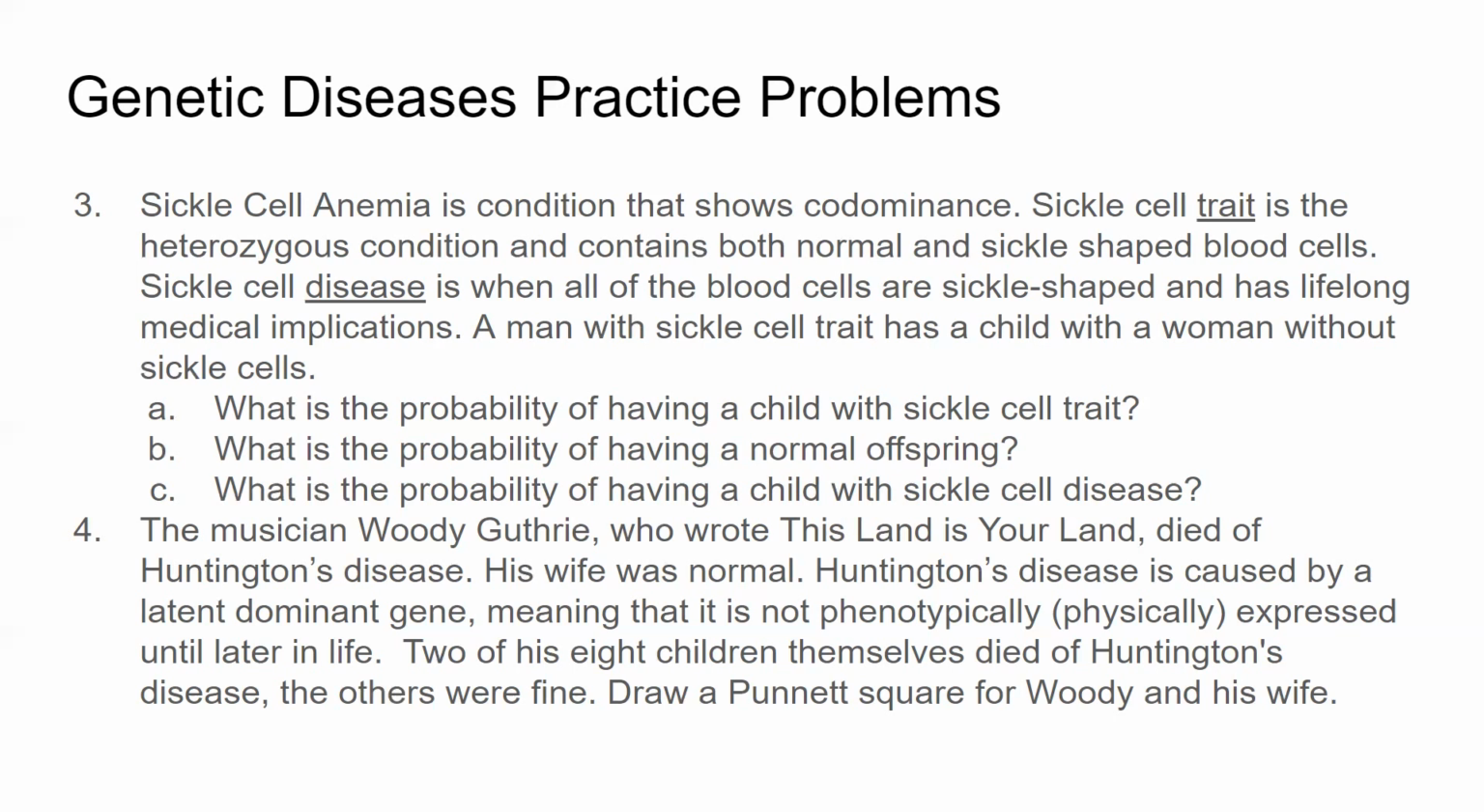Okay. B, what is the probability of having a normal offspring? 50%, normal. Okay, good. C. With the disease? Okay, are we good? We're good with this, yes? Okay. So don't get confused when it's codominant. You still know how to read it, okay? Especially if the question makes it clear and you read it.